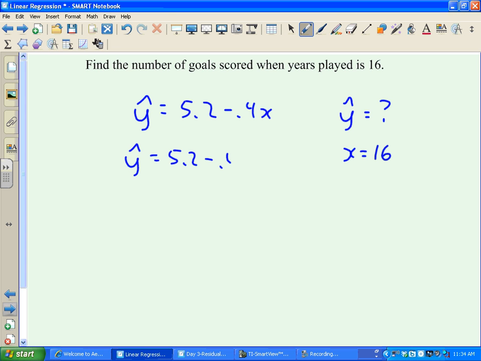5.2 minus 0.4 times 16. And that definitely should come out negative. Negative 1.2. Okay? And I've already kind of covered this. It's predicted that if you play soccer for 16 years, on average, you're going to score 1.2 goals against your team. All right?